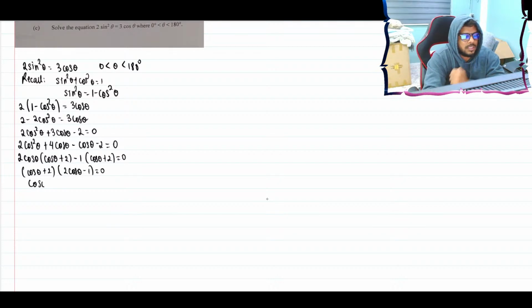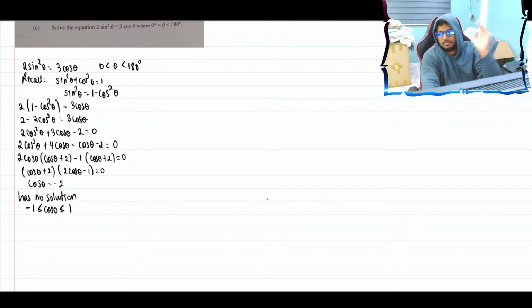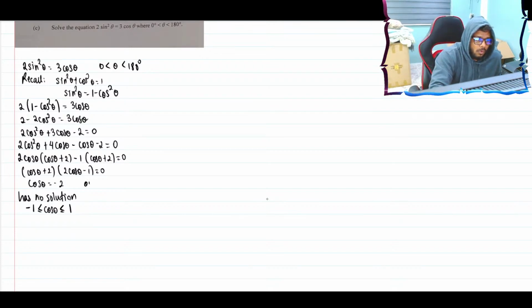We get cosine theta is minus 2. We say that this has no solutions, and you tell them why. Minus 1 is less than or equal to cosine theta is less than or equal to 1. The cosine curve is between minus 1 and 1. So in this case, it has no solutions. Or cosine theta is a half.